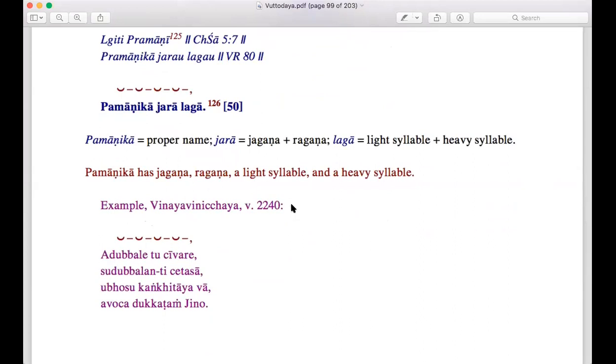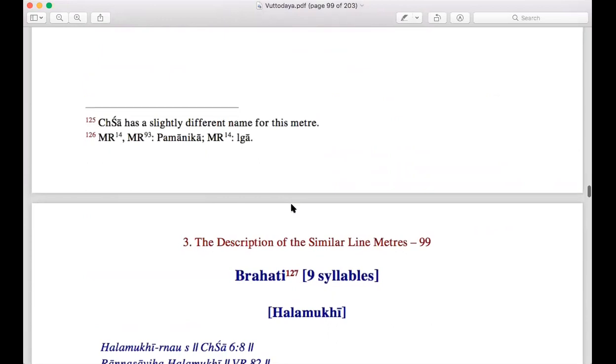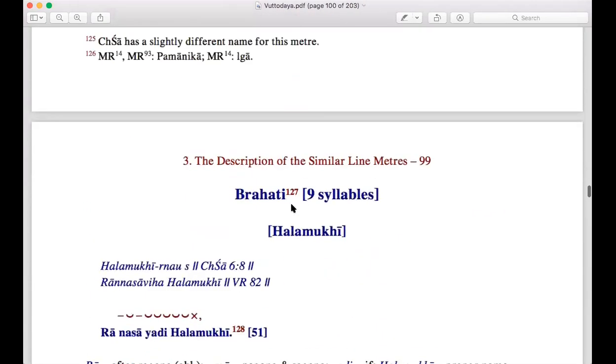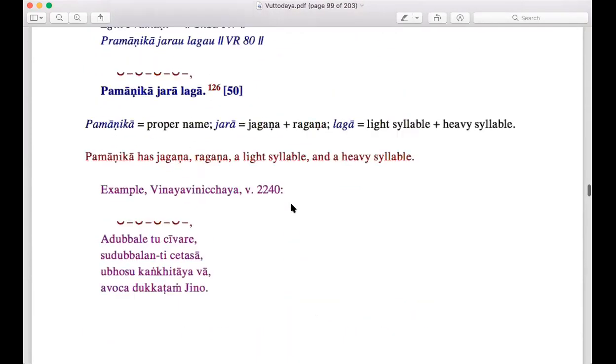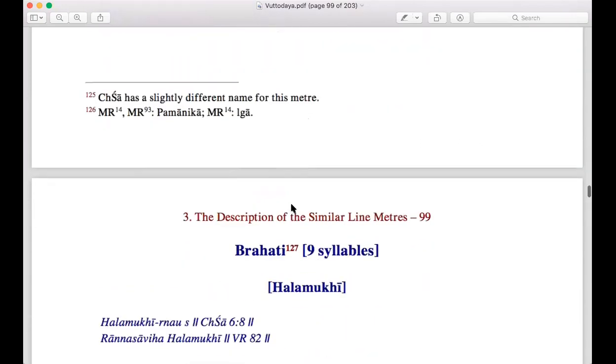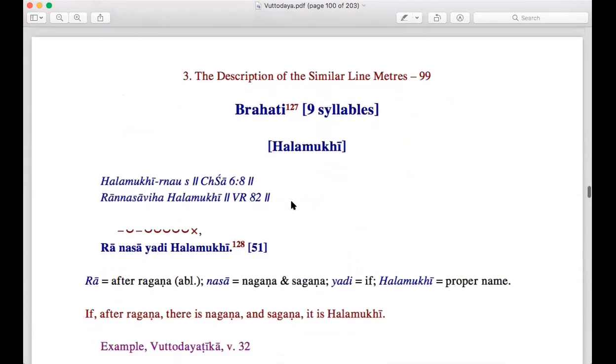Is that clear for you? Yes, it's very clear. Then here end the 8-syllable verses. Anuttubha ends here. Now we are moving to the group which has verses with 9 syllables. Brahati is the generic name of that group, Brahati Chanda.